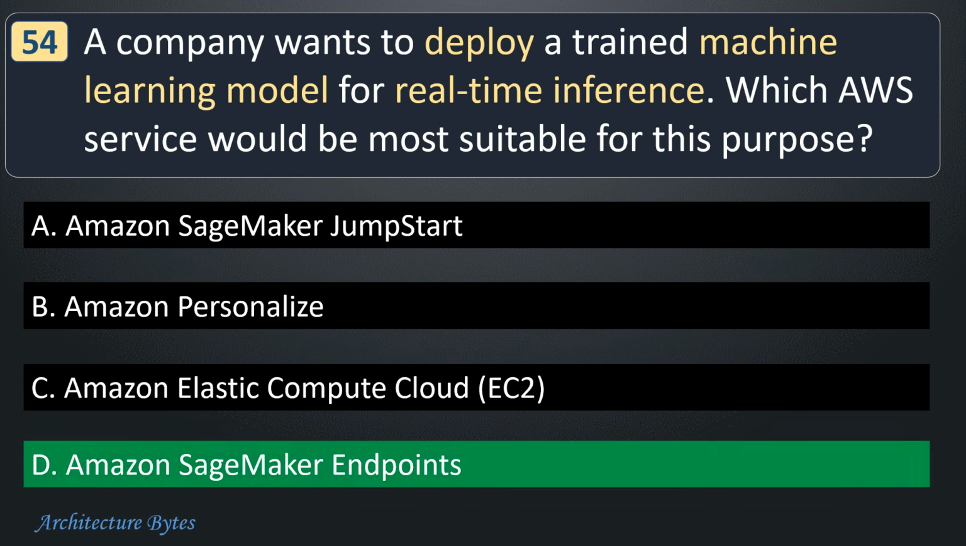Option D, SageMaker Endpoints, is the right answer here. It is specifically designed for real-time inference, allowing you to deploy your trained machine learning model and make predictions in real time. SageMaker JumpStart provides pre-trained models and algorithms. Amazon Personalize is a service for building personalized recommendations. Amazon EC2 is a general-purpose compute service.